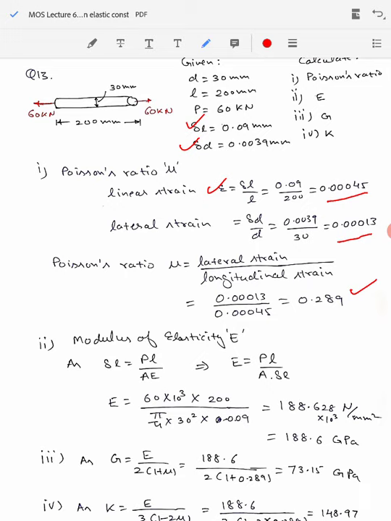Can you remember what kind of material it may be, which has the value of, let's say, approximately 0.3 Poisson's ratio?